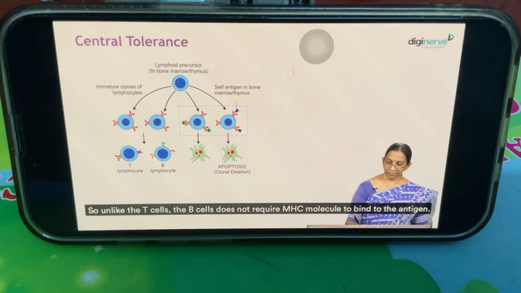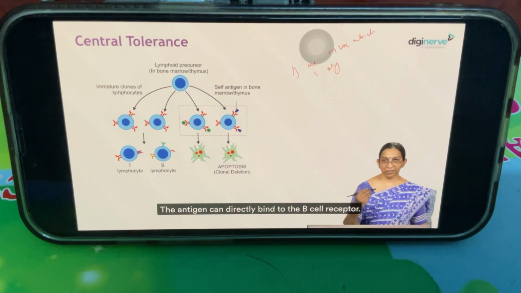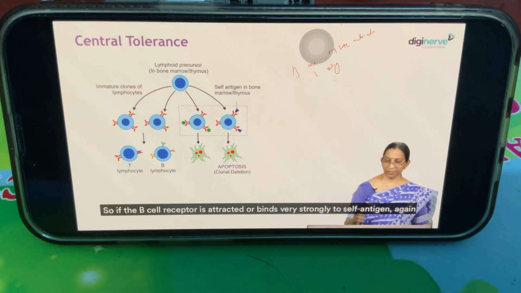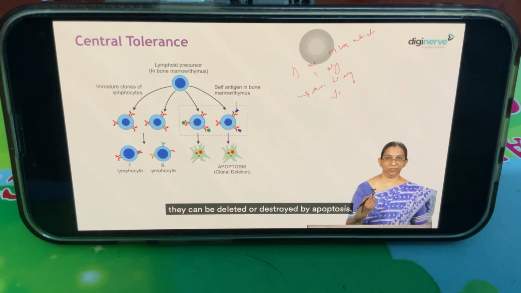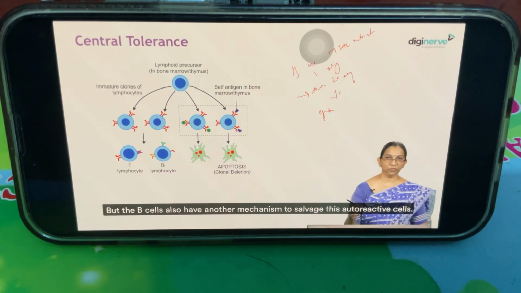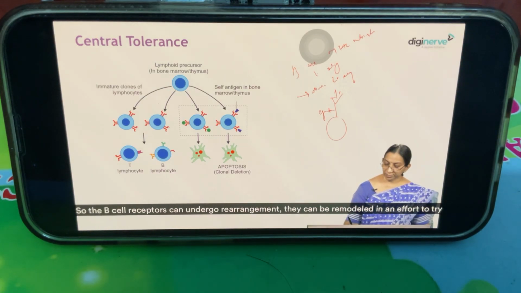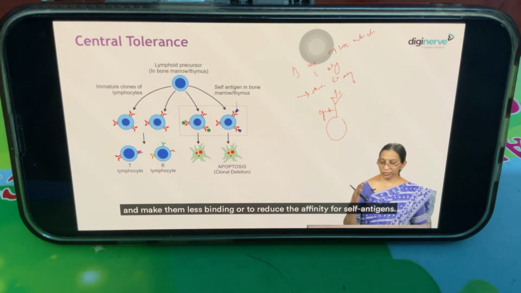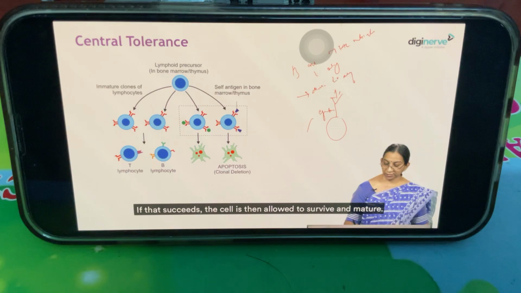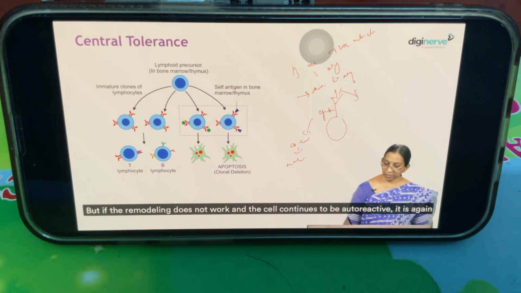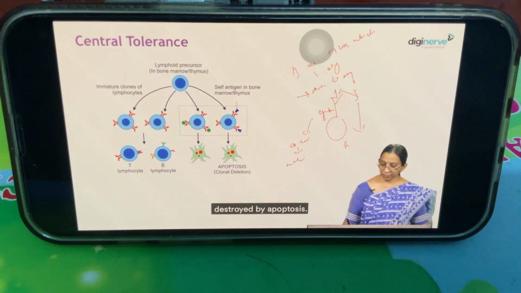So unlike the T cells, the B cells do not require a MHC molecule to bind to the antigen. The antigen can directly bind to the B cell receptor. So if the B cell receptor is attracted or binds very strongly to self-antigen, again they can be deleted or destroyed by apoptosis. But the B cells also have another mechanism to salvage these autoreactive cells. So the B cell receptors can undergo rearrangement. They can be remodeled in an effort to try and make them less binding or to reduce their affinity for self-antigens. If that succeeds, the cell is then allowed to survive and mature. But if the remodeling doesn't work and the cell continues to be autoreactive, it is again destroyed by apoptosis.